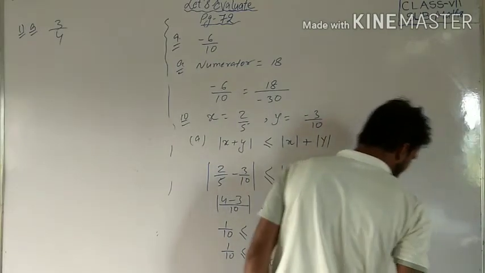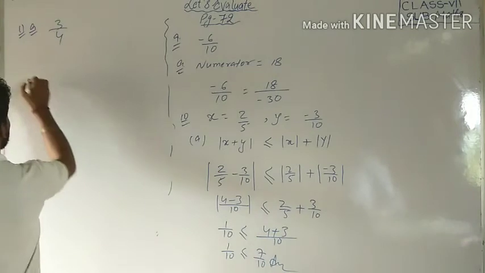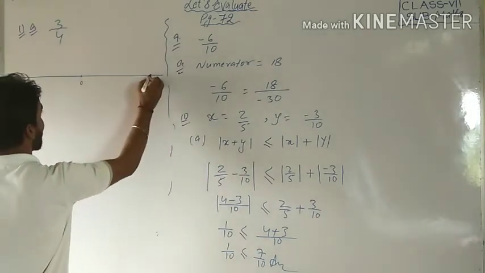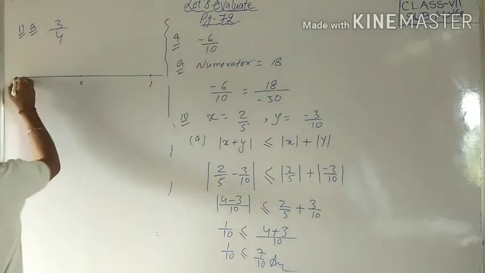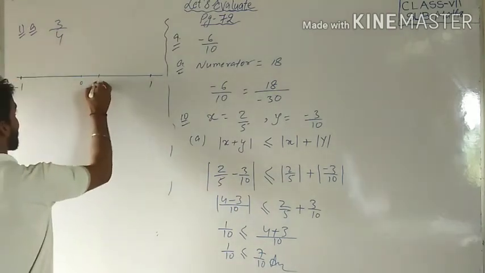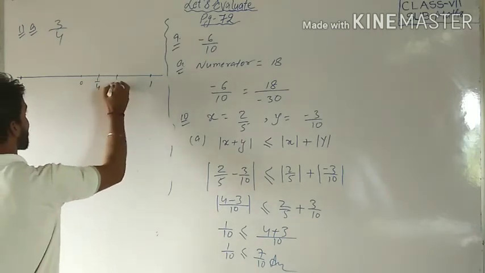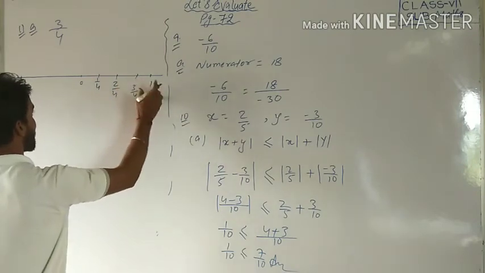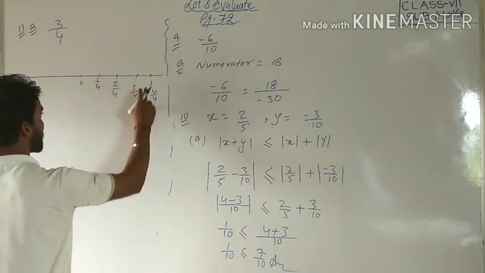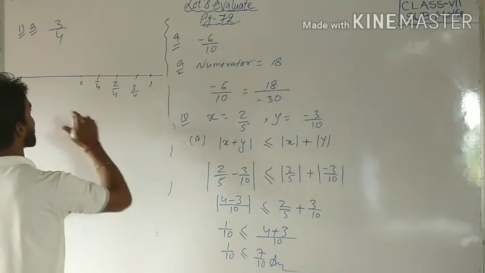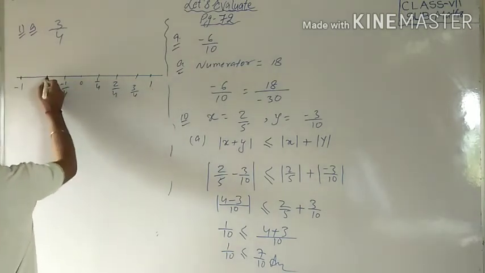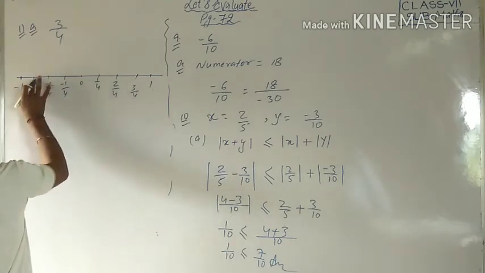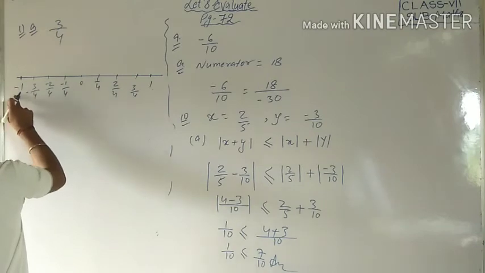So, see students, what we will do? Suppose a number line is there. This is 0. Here 1. Here minus 1. 1/4, 2/4, 3/4, it is 4/4, part 1. Okay, students? Here will be minus 1/4, minus 2/4, minus 3/4, or minus 4/4 is equal to minus 1.